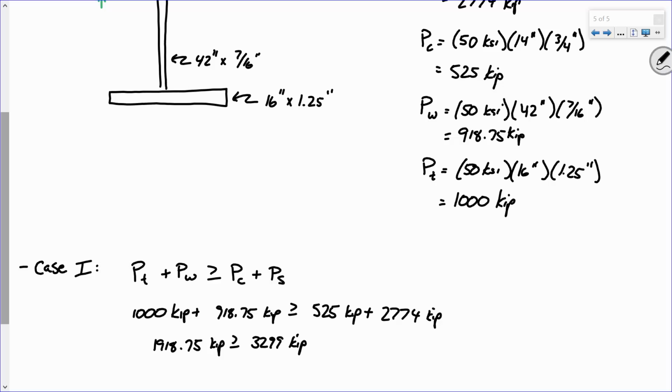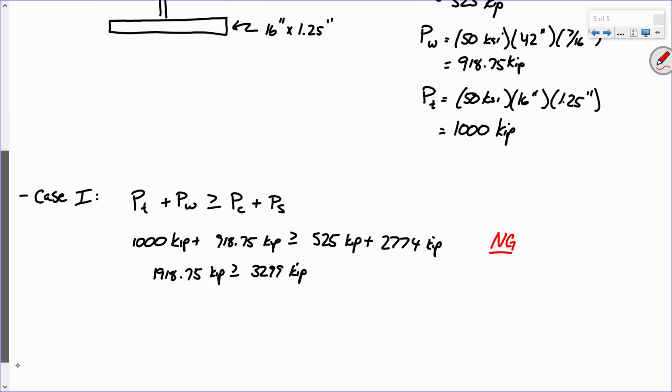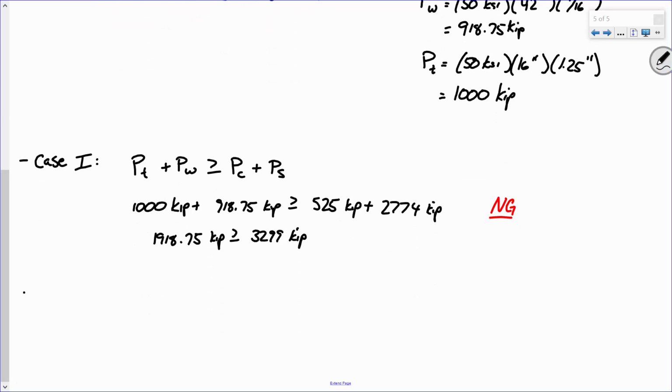Is that statement true? No. So, no good. Case 1 is invalid. Case 2. Case 2 is similar. Case 2 says that it's similar in form. PT plus PW plus PC has to be greater than or equal to PS. Let's see if this is true.